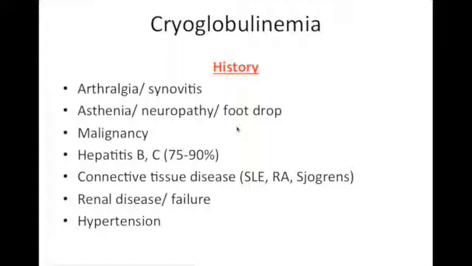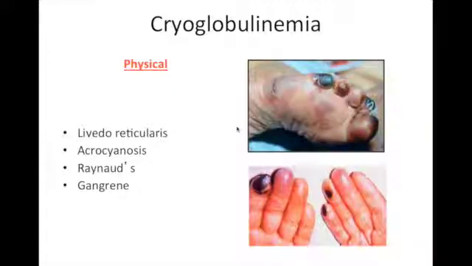Cryoglobulinemia. The reason I'm bringing this in, I have no idea. I guess it's a common one. I could talk about so many vasculitides, but I guess this one's of interest. These patients will present with arthralgia and synovitis. They'll have some neuropathy and foot drop that you'll also see in microscopic polyangiitis. It may be associated with a malignancy, Hep B and C. In the vast majority of cases, connective tissue disorders are seen. They may have renal involvement, I should say. Hypertension is not infrequently noted.